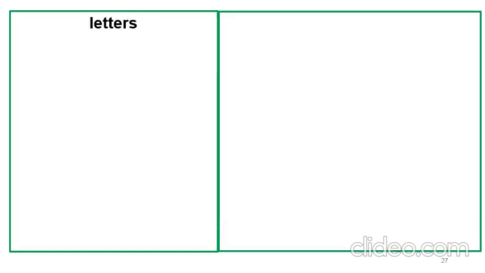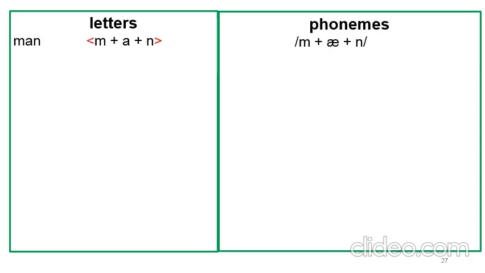Let's compare letters and phonemes. The word man has three letters, M, A, and N. Remember, we use the angled brackets for English words. How many phonemes in the word man? Three. M, A, N. Phonemes we write in slashes. Men has three letters, M, E, and N. And the number of phonemes in men is again the same thing, three. M, E, N. How many vowel sounds do we have in English and how many vowel letters?